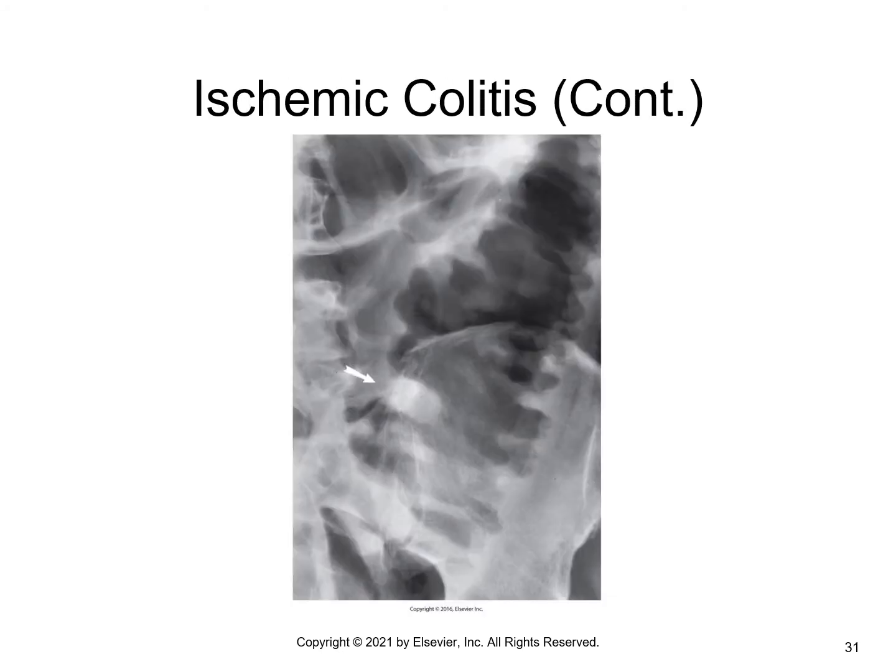Here's an example of ischemic colitis, and you see this fingerprint appearance. The lack of blood perfusion to that area is causing the disruption of the border.